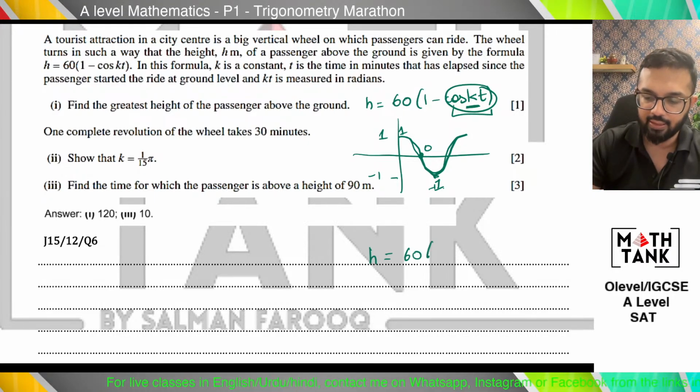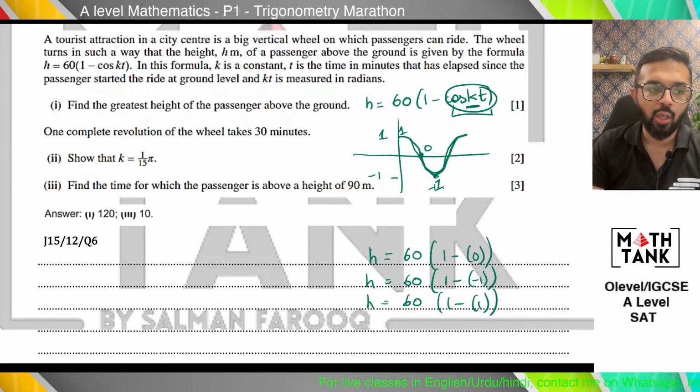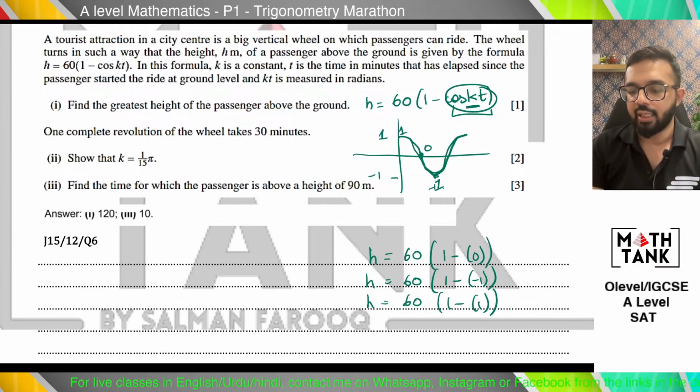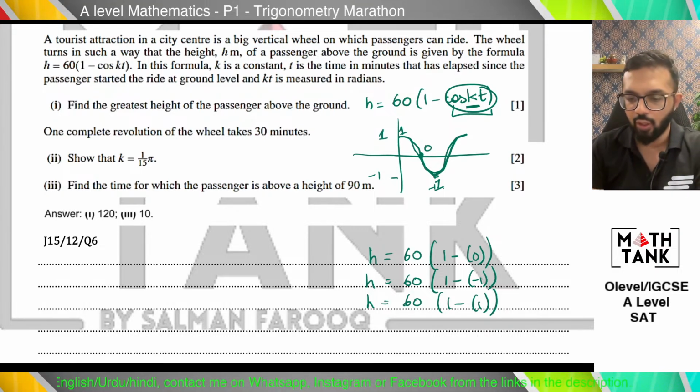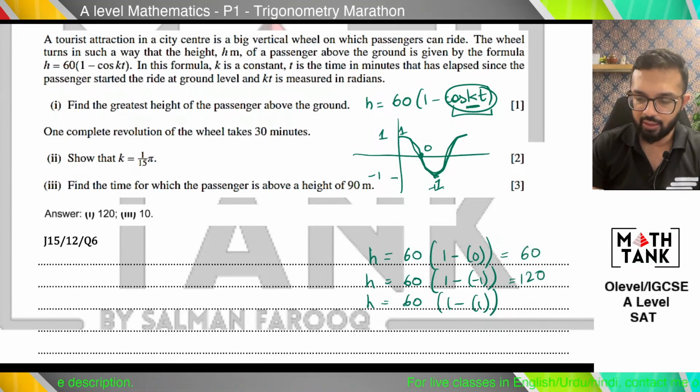So it's going to be 60 bracket 1 minus, and once it takes on the value 0, then it can take on the value -1, and it can also take on the value 1. These are values for cos kt, not for kt, not for t. I'm saying that the graph of cos kt will just have a different number of cycles. It's going to have the same maximum and minimum values. So you put them into the equation and you get 60, you get 120, and you get 0.